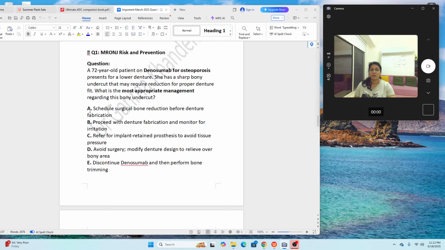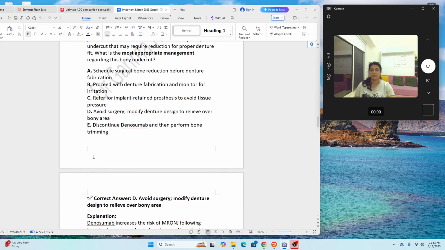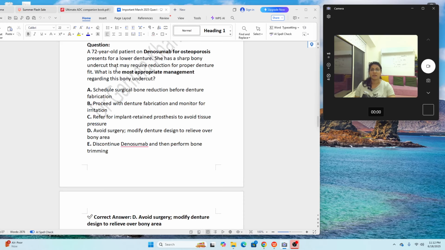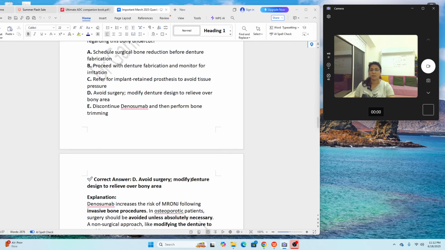So you can be confused between option A, option B, and option D. Now in this patient, the appropriate management is to avoid surgery, because it's a 72-year-old patient and the patient is taking denosumab. You do not want to do anything which can result in the risk of osteonecrosis. So you will modify the denture design to relieve over the bony area. Probably you will give a big relief area over the denture, like how you give for the frenum areas. Maybe you will give a V-shaped relief over that bony undercut. As much as you can, try to avoid any sort of invasive trauma in patients who are taking denosumab or any MRONJ related drugs. That is your first option.